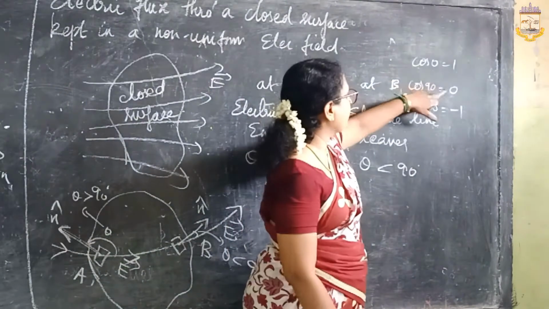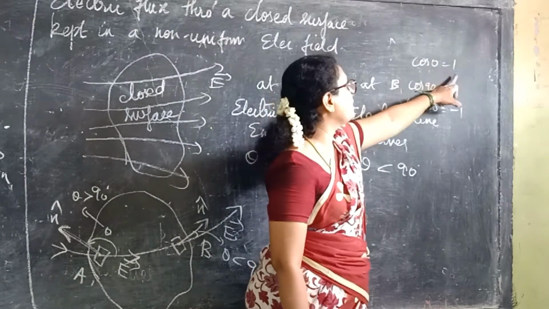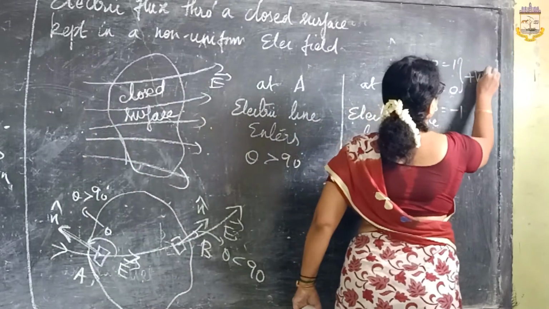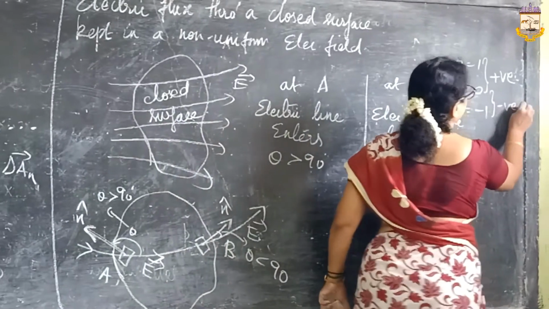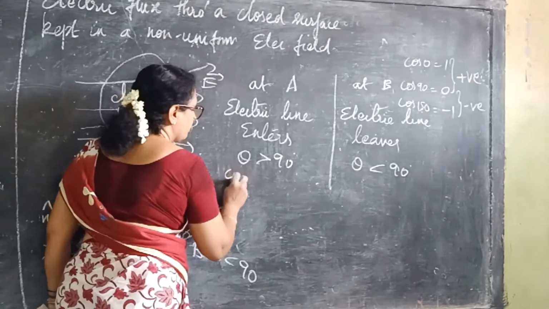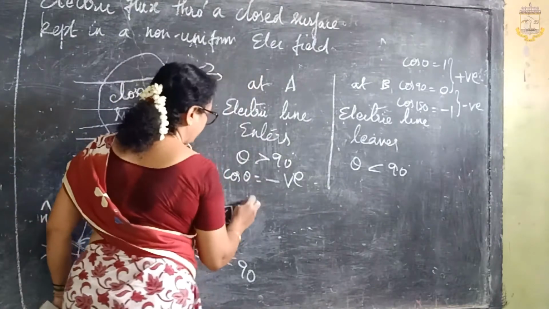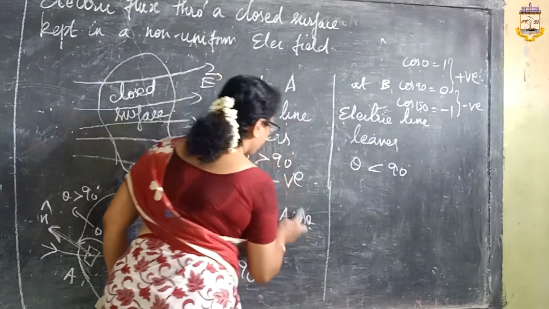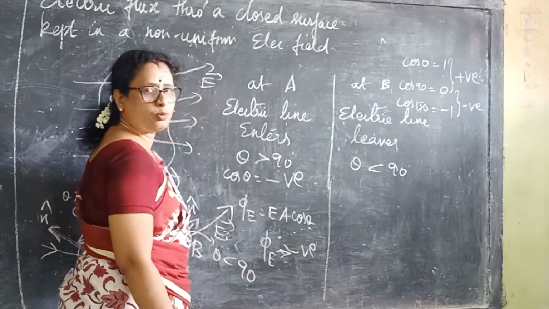So you can very well understand that for all angles less than 90, the cos of that angle is positive. And for all angles greater than 90, it is negative. So if theta is greater than 90, then cos theta is negative. If cos theta is negative, what is phi e? Phi e is nothing but E A cos theta. So if cos theta is negative, phi e will also be negative.